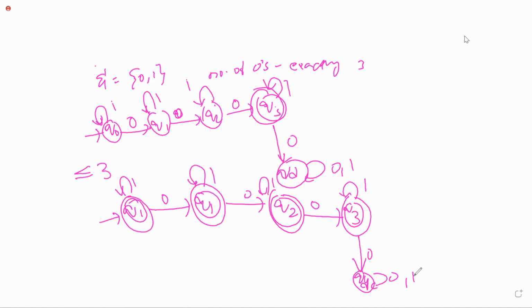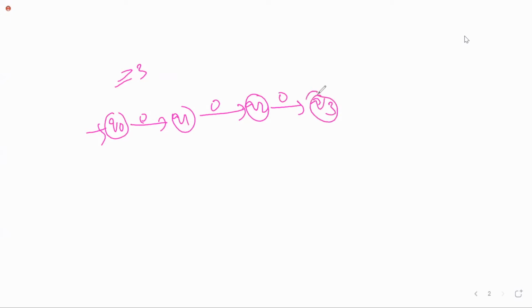Next, at least 3. At least 3 means greater than or equal to 3, which means Q0 on 0 is going to Q1. Q1 on 0 is going to Q2. Q2 on 0 is going to Q3, and Q3 may have any number of zeros and any number of ones, because minimum 3, maximum you may have any number, and there is no restriction on 1. That's why I'm taking self loops. Is it clear? Yes, ma'am. So, with this concept, I have completed DFA.